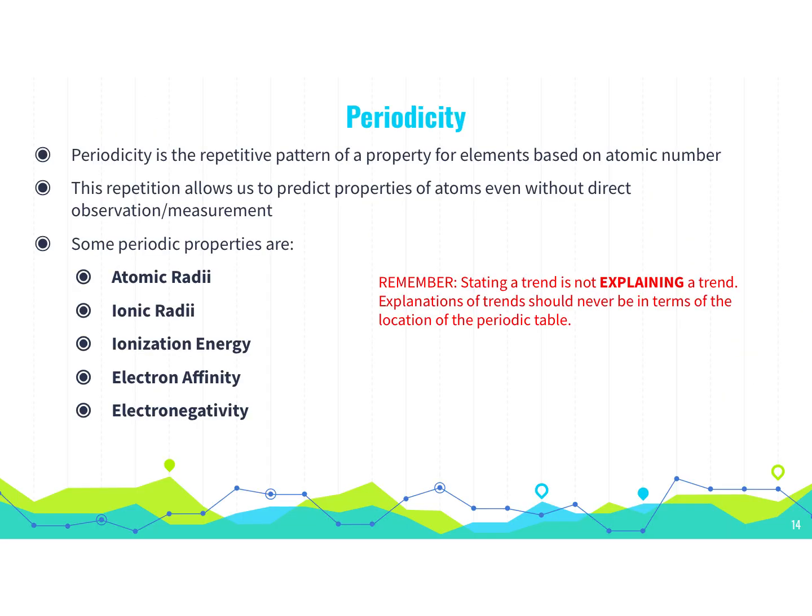So here is periodicity, all the different trends that we're going to be talking about. Periodicity is the repetitive pattern of a property of elements, and there are a few that we typically like to talk about: atomic radii, ionic radii, ionization energy, electron affinity, and finally electronegativity, all of which help us predict the reactivity of elements on the periodic table, or compounds made from those elements.